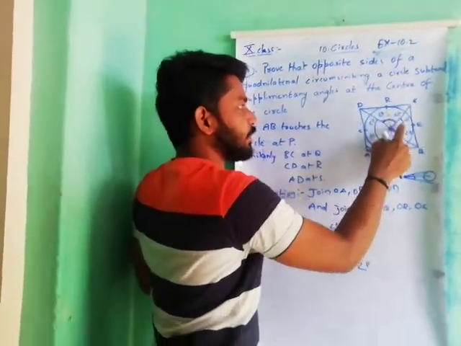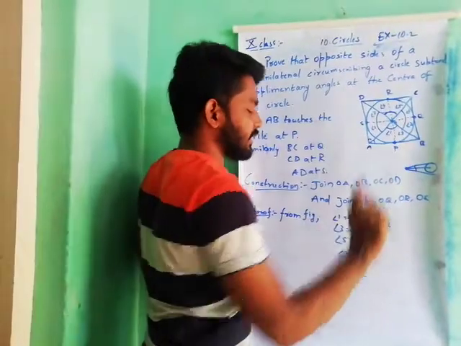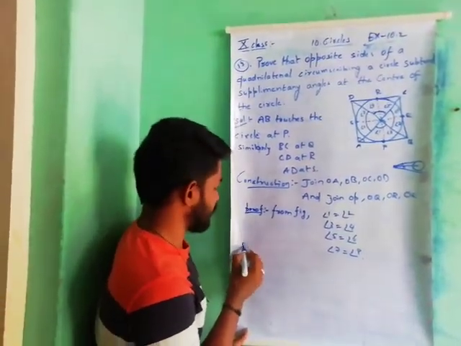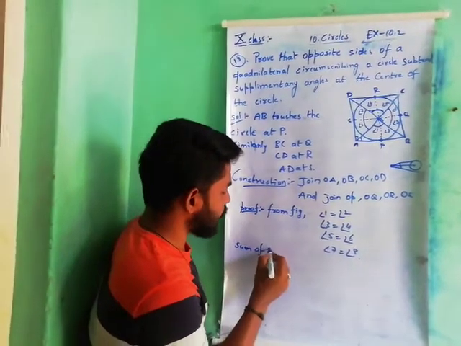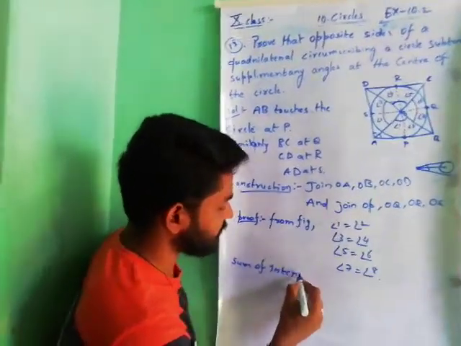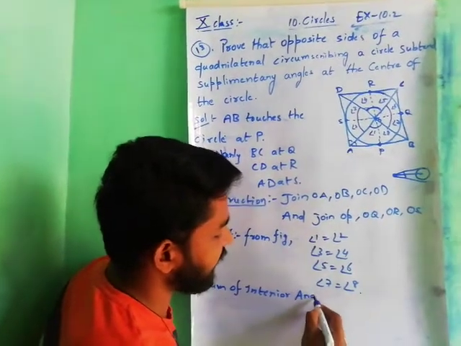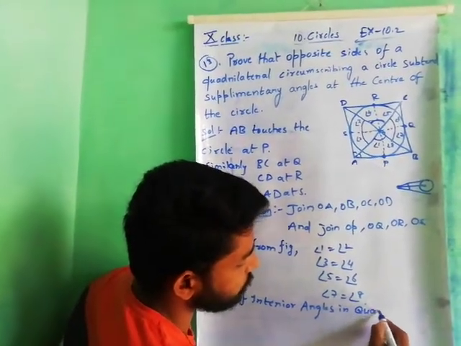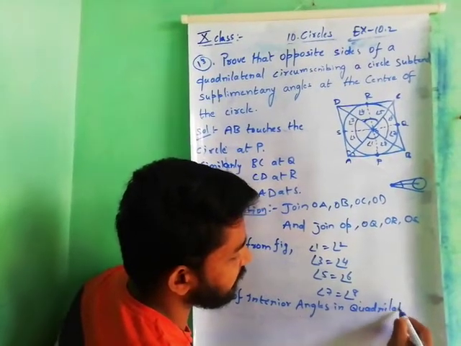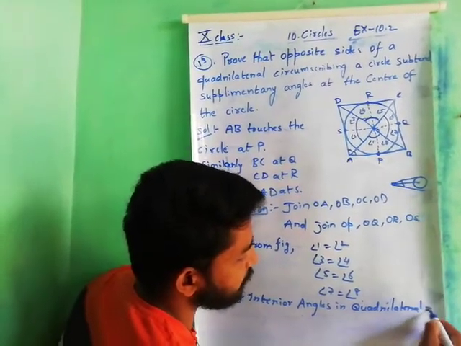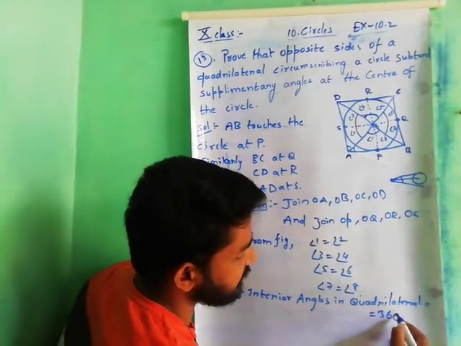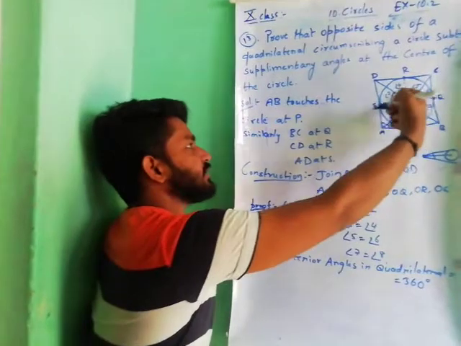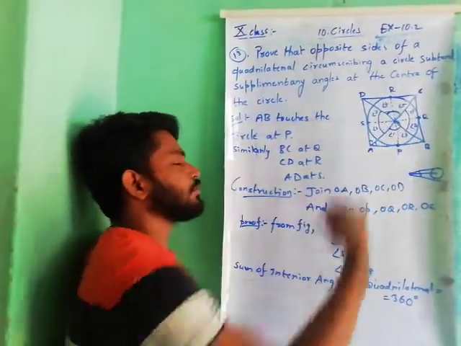From an external point, this angle is equal to this angle, and this angle is equal to this angle. And you know that the sum of interior angles in a quadrilateral is equal to how much? 360 degrees. So the total sum of interior angles of this quadrilateral is equal to how much?